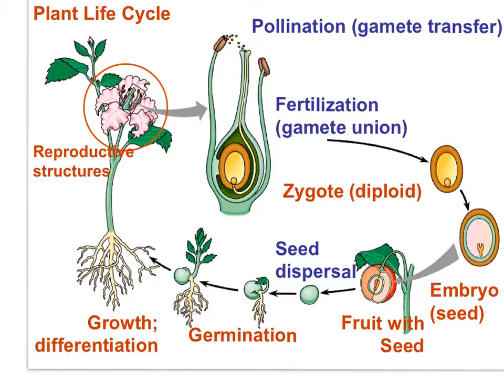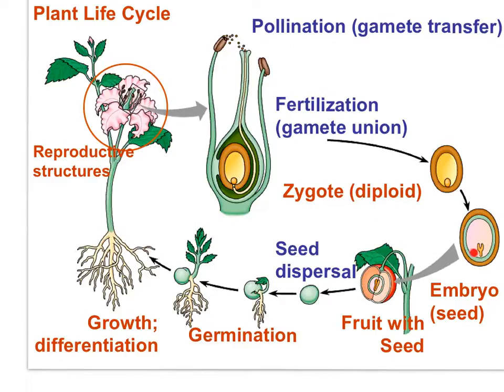The male gamete is enclosed within a structure known as pollen. Pollen from one plant reaches the flower of another plant in a process known as pollination. This is gamete transfer. Once the pollen has landed on the stigma, the sperm will move through a pollen tube to fertilize the egg within the ovule. Fertilization is the union of sperm and egg to produce the diploid zygote.